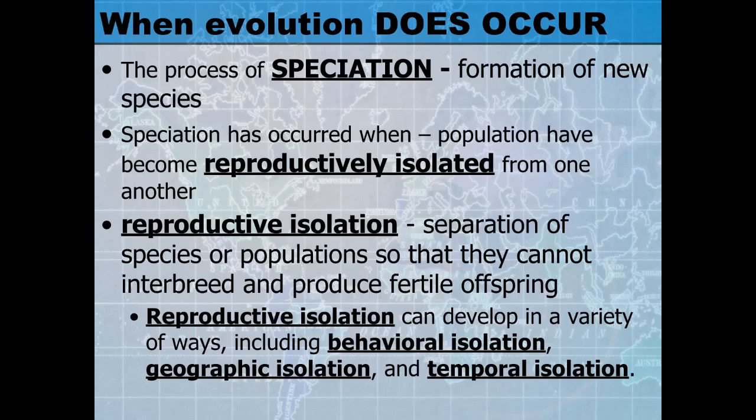So just be careful with this slide. Reproductive isolation is not in the same group as behavioral, geographic, and temporal isolation. Reproductive isolation is separate. It is what happens when speciation occurs. You become reproductively isolated. The behavioral, geographical, temporal isolation are certain mechanisms. There's other ones that could possibly lead to reproductive isolation. Everybody ready?